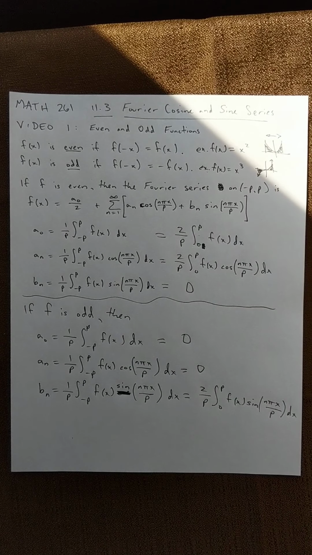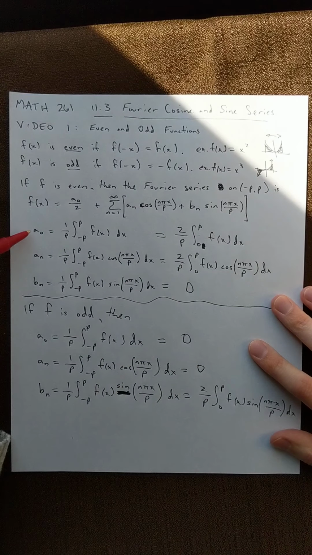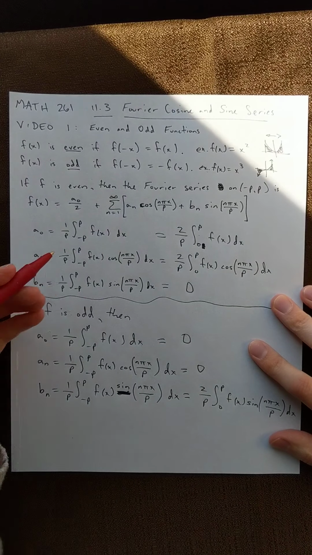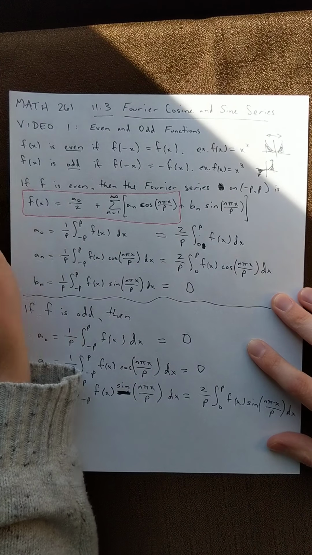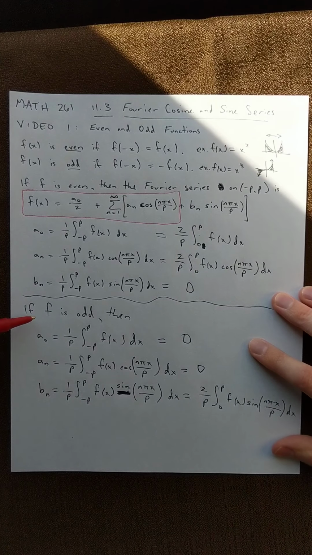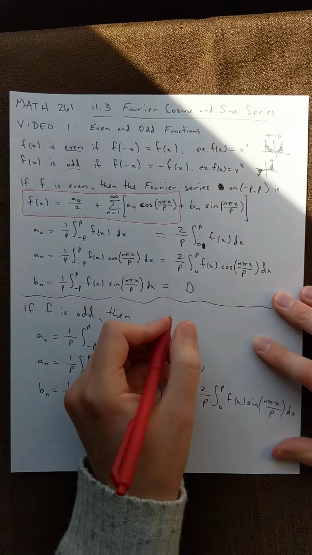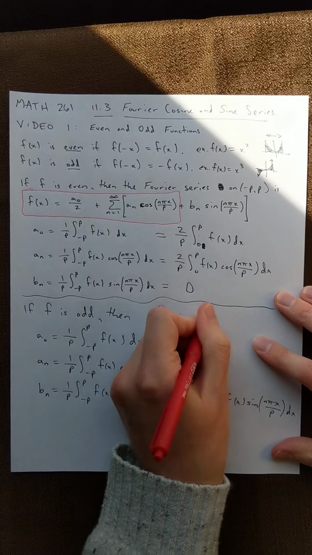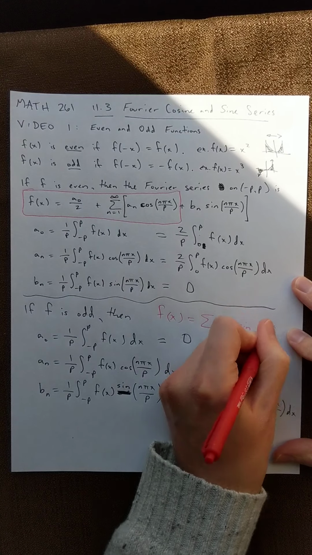Okay, so let's talk about why this matters, what this can tell us. It means that if we started with an even function, our Fourier series is going to have an a0 and an an, and the bn is going to be 0. So our Fourier series is just going to look like this if we started with an even function, since bn is going to be 0. On the other hand, if we started with an odd function, then the a0 is going to be 0, the an is going to be 0, and we're going to end up with just this part of the sum. So f of x is equal to the sum of bn sine n pi x over p.